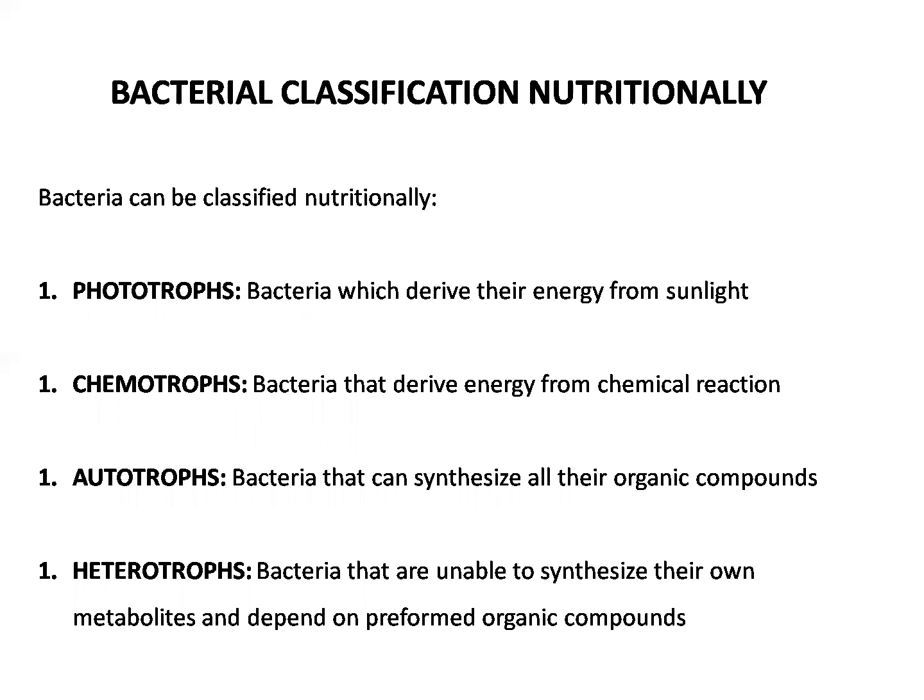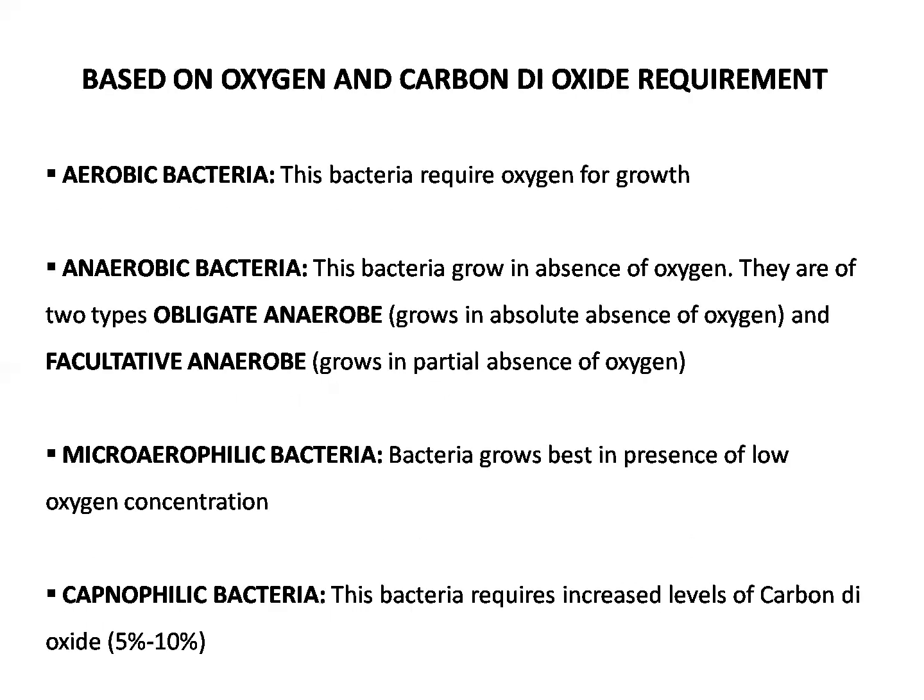The first thing, classification of bacteria based on their nutrition status. These are phototrophs, in which bacteria derive their energy from sunlight. Chemotrophs, where the bacteria derive energy from chemical reactions. Autotrophs, where bacteria can synthesize all their organic compounds. And heterotrophs, in which the bacteria are unable to synthesize their own metabolites and depend on preformed organic compounds.